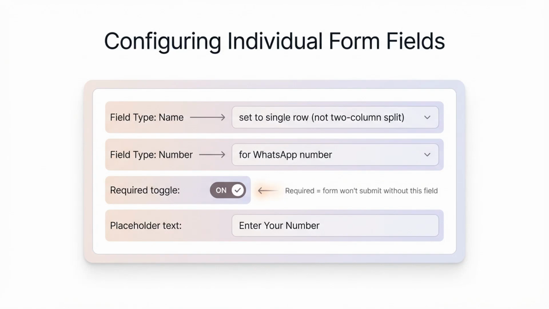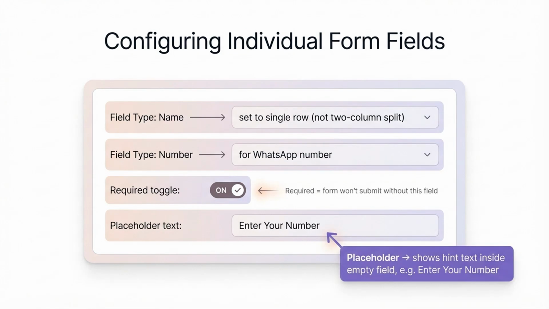When configuring each field, there are a few important settings to get right. For the name field, go into Advanced Settings and change the layout to a single row. By default, it may split into first name and last name columns. For the WhatsApp number, select the number field type from the options panel. Always toggle the required setting on for critical fields. This ensures the form cannot be submitted unless the visitor fills in that field.